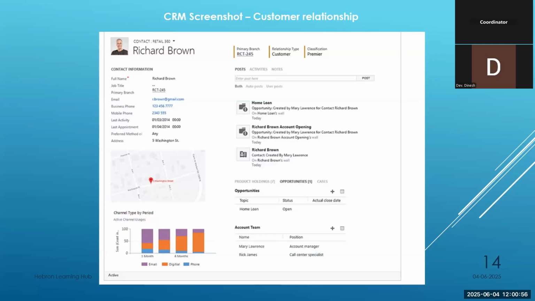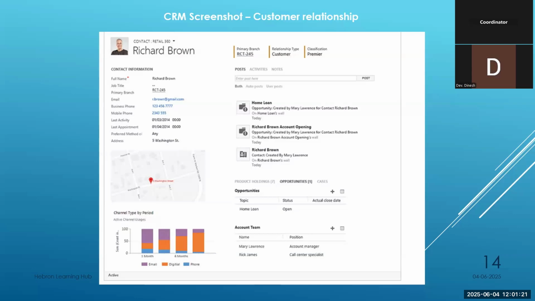Address, so whatever is his address. Home loan, what is the opportunity? There is an opportunity for a home loan. Then there is an opportunity for account opening, right? The CRM system will give you inputs, information about the customer. It will also give you what are all the opportunities which are available with the customer for greater business generation.